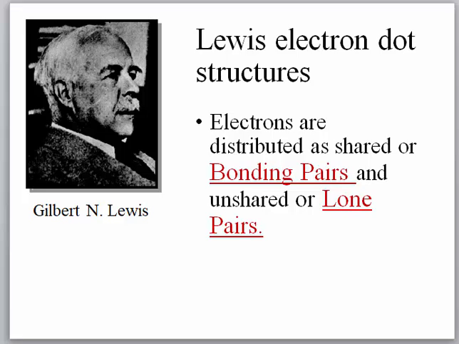So your Lewis dot structures have your bonding pairs and your lone pairs, and you just want to be able to count up how many electrons are bonding and how many are lone and make your Lewis dot structure correctly. Remember, it's just the blueprint for your molecule.